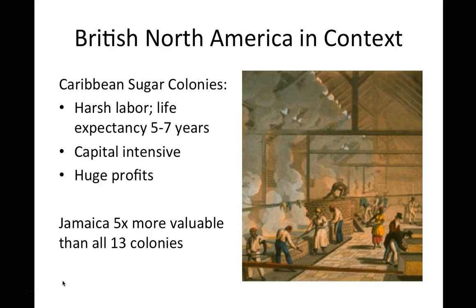This was very capital intensive, and I decided to show you an image of a boiling house rather than an image of a sugar field, so you can get a sense of how capital intensive sugar plantations were, how much wealth you needed to pump into these places in order to get wealth out of them. But the potential for profit was huge, and the best example of that is Jamaica. Jamaica is small. Go look at a map. But it was 5 times more valuable to England than all 13 colonies of British North America combined. Think about all the cod, tobacco, grain, rice, indigo, all of that stuff that was sold: it was 1/5 the value of the sugar produced in Jamaica in a single year.